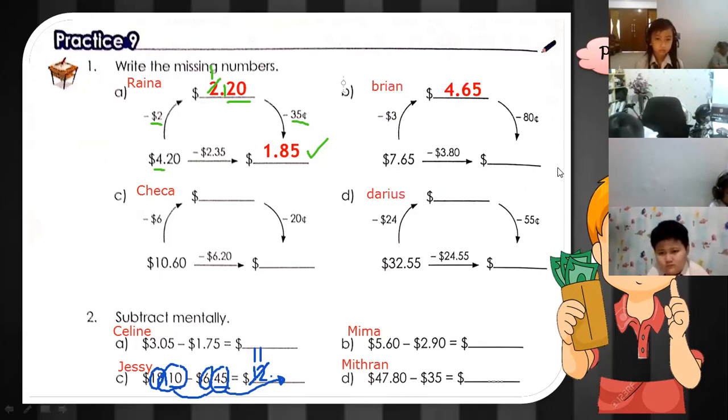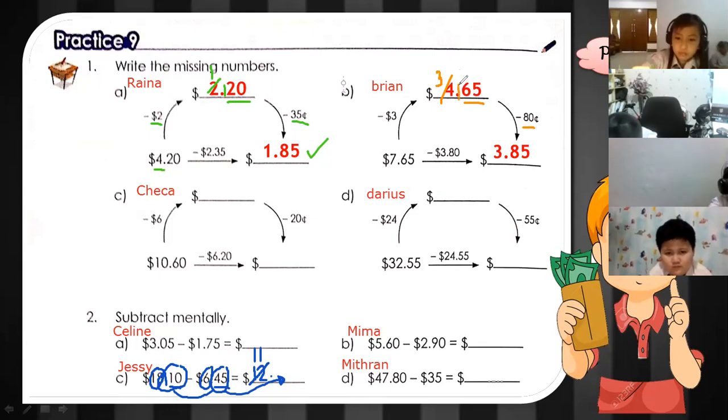$4.65 minus 80 cents. The answer is $3.85. $3.85. Same like the way before, yeah. 65 cannot minus with 80. So you borrow from the front. 4 become 3. 65 become 100.